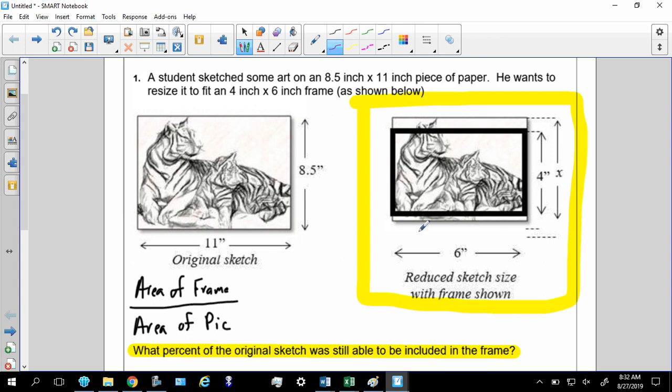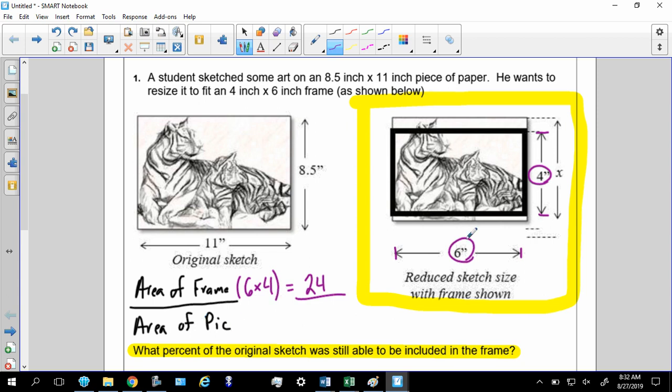Because if you notice the area of the frame, the width from here to here is 6 and the height is 4. So it is a 6 by 4 frame, which means the area is going to be 24. So we already have our numerator. Okay, so that's what makes life easy. Now the next thing we need to do is find the area of the picture.